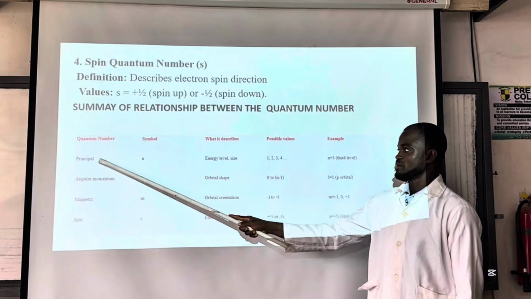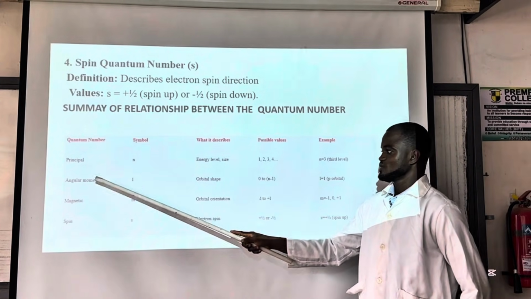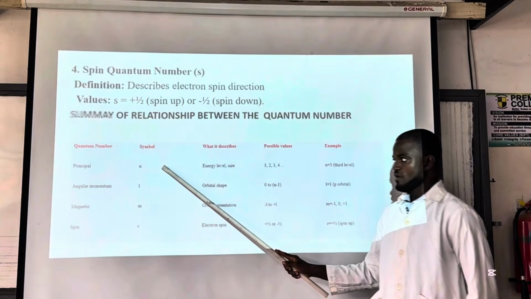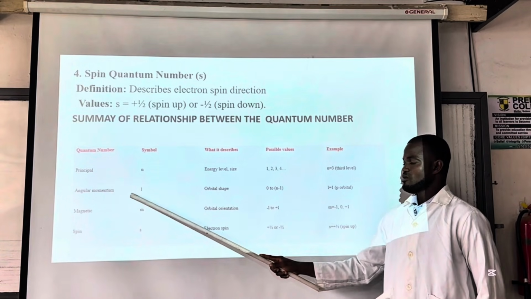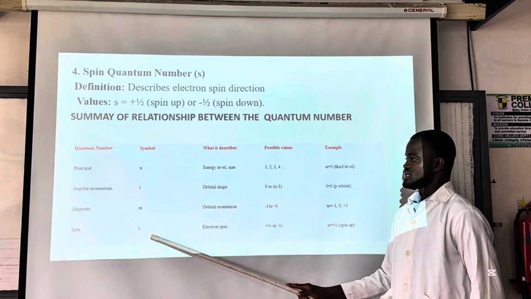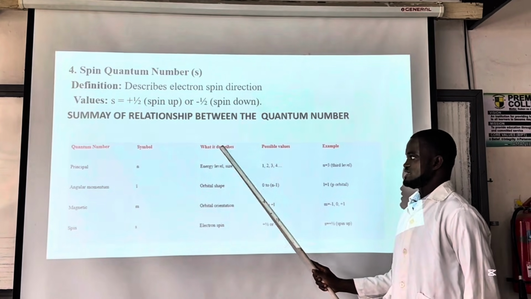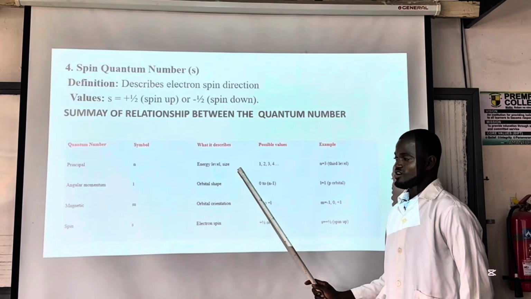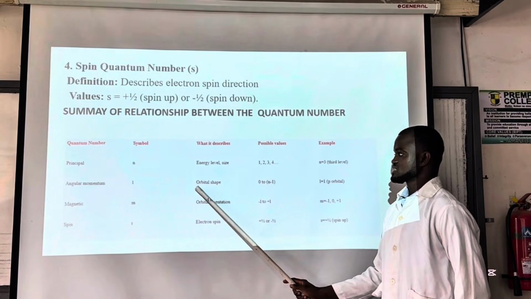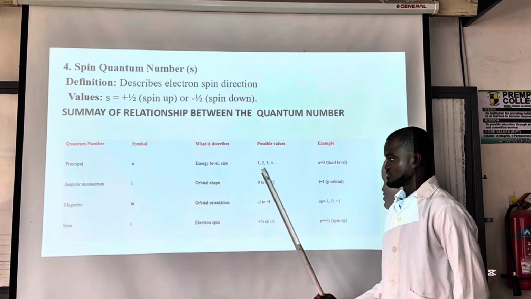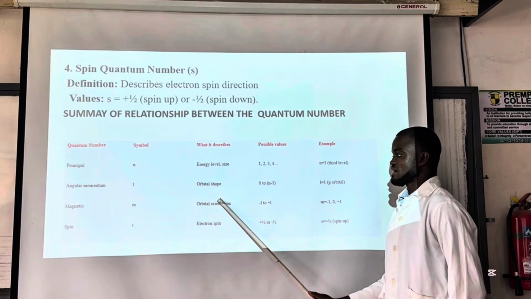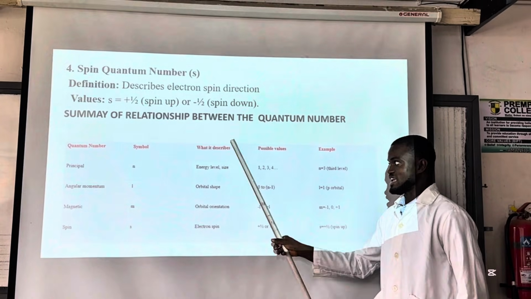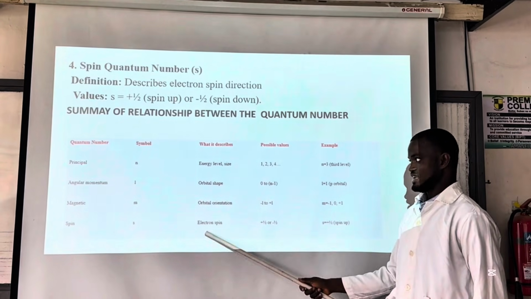We have the principal quantum number, angular momentum, magnetic, and spin. The symbol of the principal quantum number is small n. The symbol of the angular momentum is L, magnetic is M, spin is S. What they describe: the principal quantum number describes the energy level and size of the shell. Angular momentum describes orbital shape. Then magnetic describes the orientation of the orbital, while spin describes the electron spin. That is important, what they describe, or their definitions.